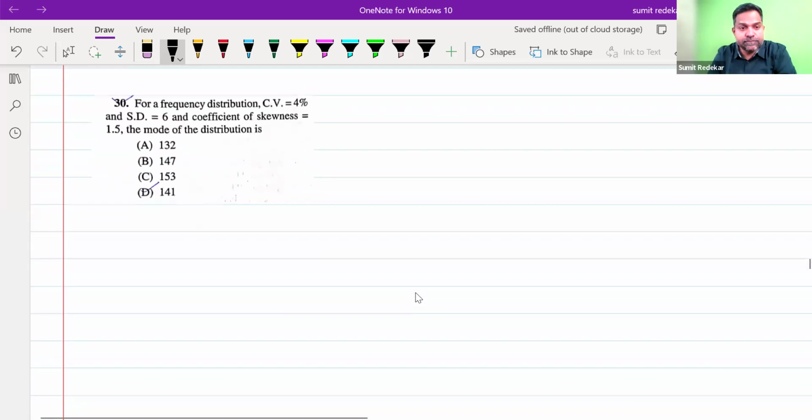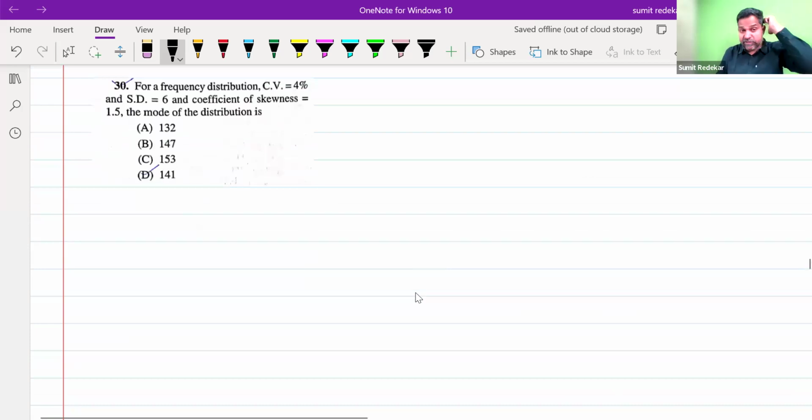Swiftly moving on, question number 30. What does the question say? For a frequency distribution, coefficient of variation is 4%, standard deviation is 6, and the coefficient of skewness is 1.5. The mode of the distribution is.